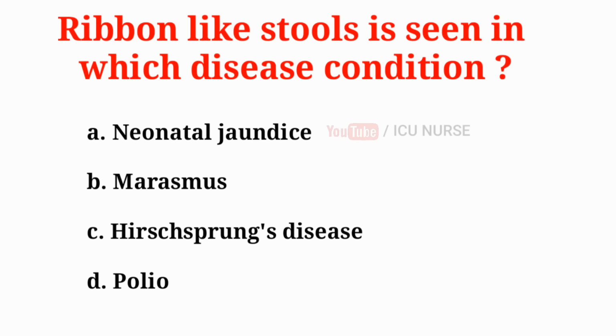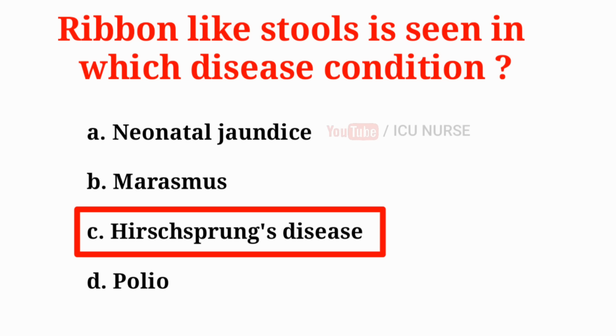Ribbon-like stools is seen in which disease condition? A. Neonatal jaundice, B. Marasmus, C. Hirschsprung's disease, D. Polio. And the correct answer is C. Hirschsprung's disease.